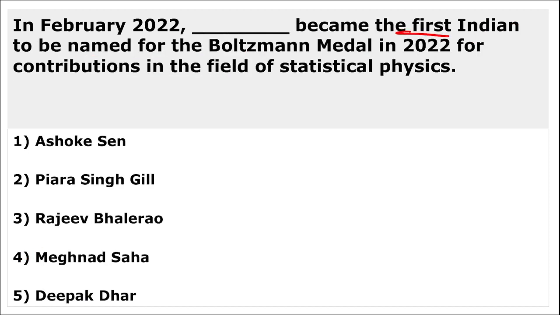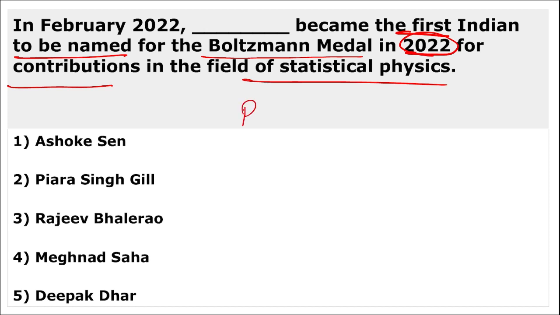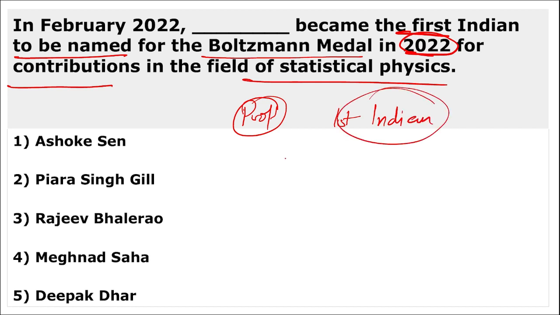Next, who became the first Indian to be named for the Boltzmann Medal for 2022 for the contribution in the field of statistical physics? He is a professor, and he became the first Indian to be awarded the Boltzmann Medal. He is Deepak Dhar. So the correct option is option 5.